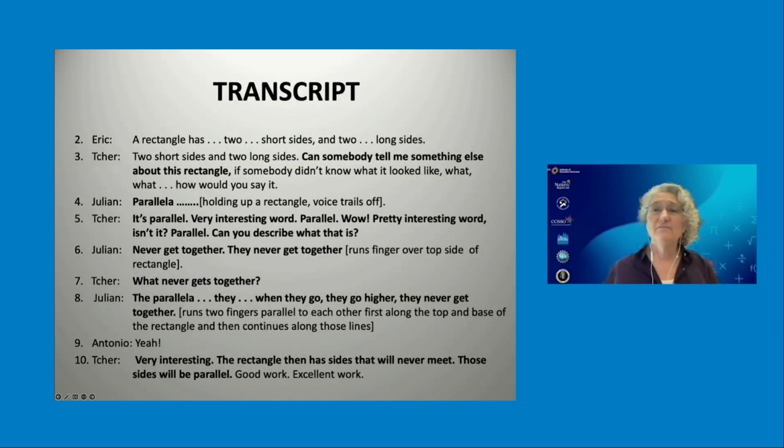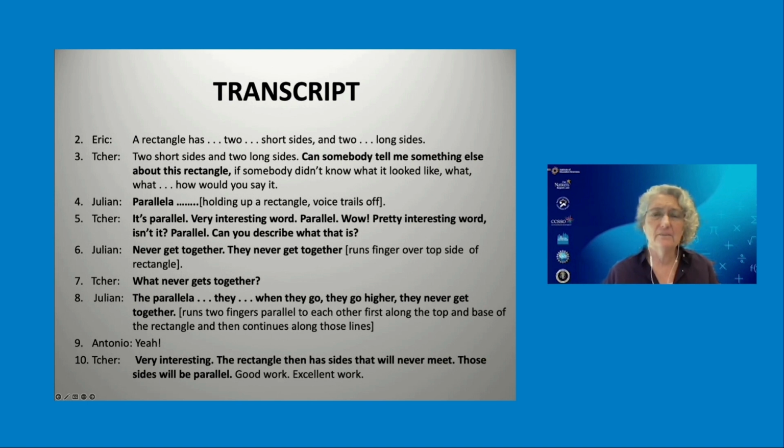And again, what you're looking for here are, do you hear or see math practices, and how are students using language to communicate mathematically? A rectangle has 2 short sides and 2 long sides. 2 short sides and 2 long sides. Can somebody tell me something else about this rectangle? Julian says, paralela, and holds up a rectangle, the voice trailing off. It's parallel. Very interesting word, parallel. Wow, pretty interesting word, isn't it? Parallel. Can you describe what that is?